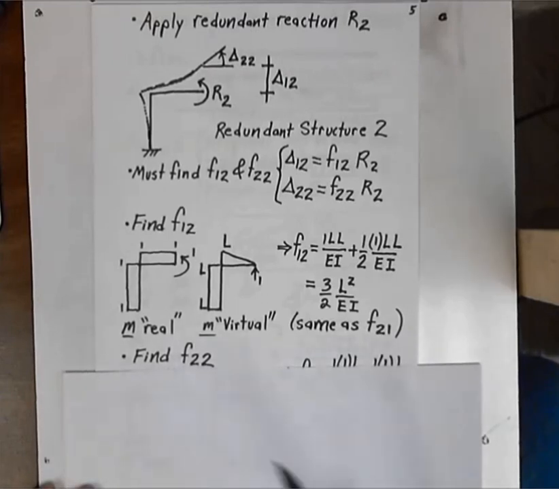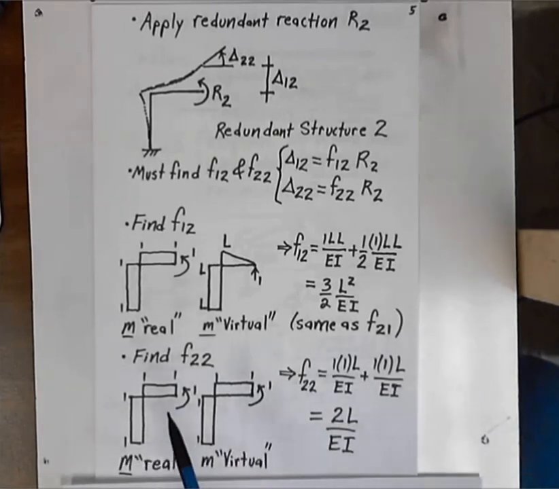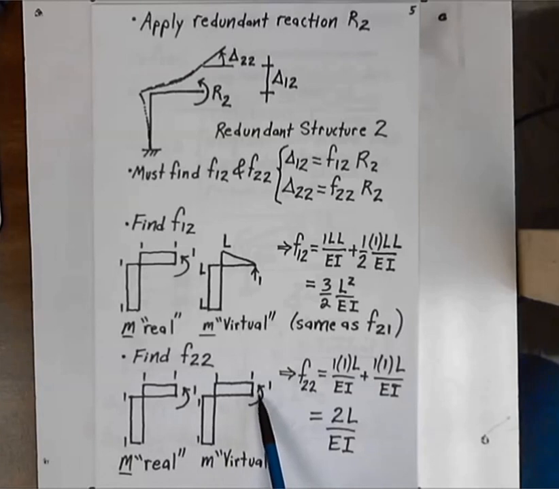We also need to find F22. Hence, we need to apply a unit load at the position where we want to find our displacement, which is in the direction of displacement 2, which is a rotation displacement. And we want to find it for the situation where we have applied a unit load at position 2. And so we have these two moment diagrams that result due to these loadings. For this situation, we then can write that F22 is equal to 1 times L over EI. That's for these two rectangles. And then for the upper rectangles, we have 1 times L over EI. And after simplifying this expression, we finally get that F22 is equal to 2L over EI.